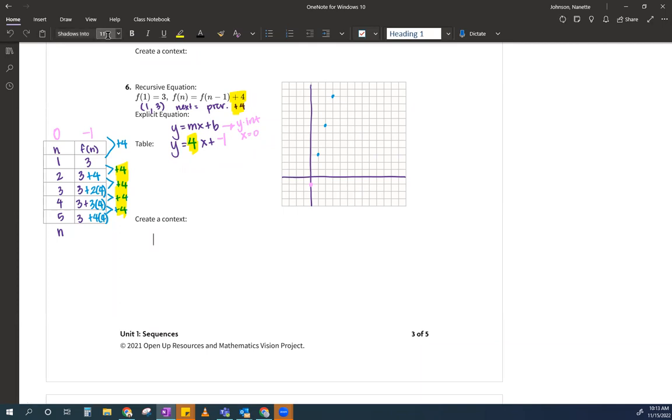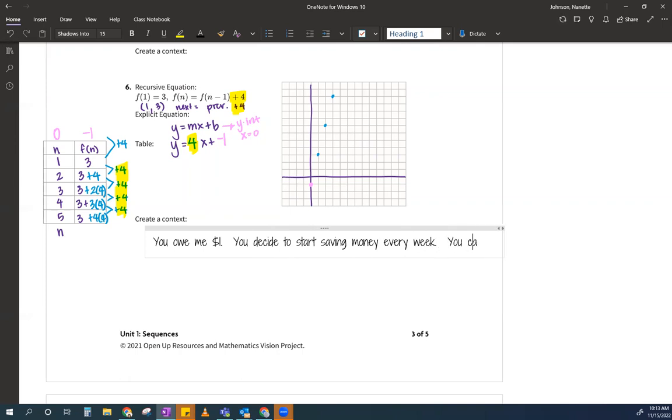So I'm going to type because I type faster than I write. So let's see. I would say something like, you owe me $1. You decide to start saving money every week. You save $4 per week. Create, and then that's it. So then, you don't actually have to come up with a question. They just want you to come up with the context.